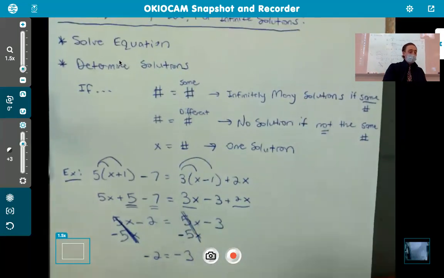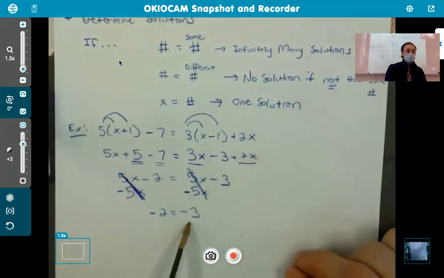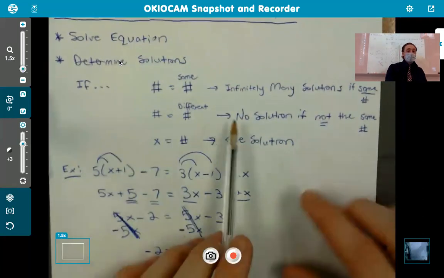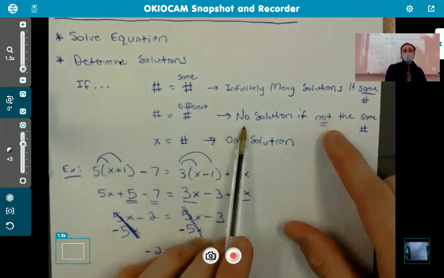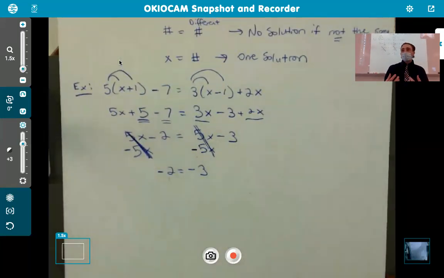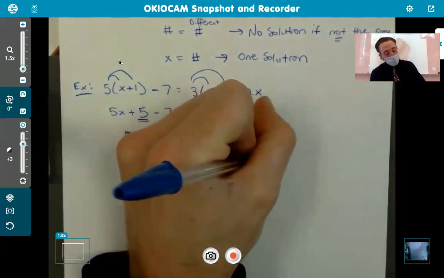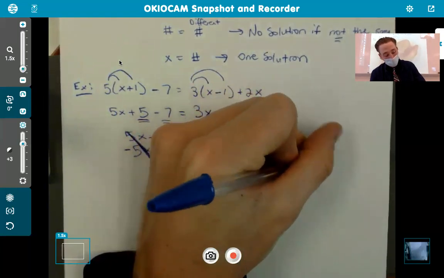Well, let's go back to the chart that I made here in the beginning. If I have one number and it equals a different number, so in this case, -2 equals -3, I have what's called no solution, all right? So if you go through this process, and it's going to be a lengthier equation, make sure you're taking your time. -2 equals -3, and when that's the case, you would say you have no solution.